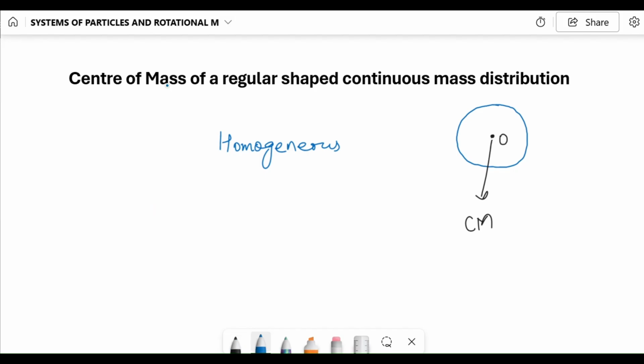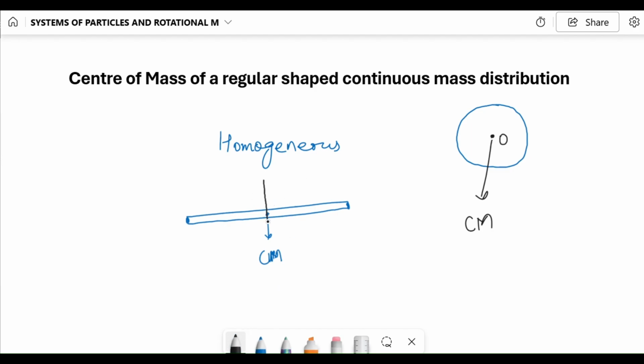Okay, let's take another example here. Let's say we have a very thin rod, and this is also uniformly distributed mass. So in this case, whatever be the middle point of this rod, we can consider that middle point as center of mass. How can we arrive at this conclusion? We can do it just by making an argument.